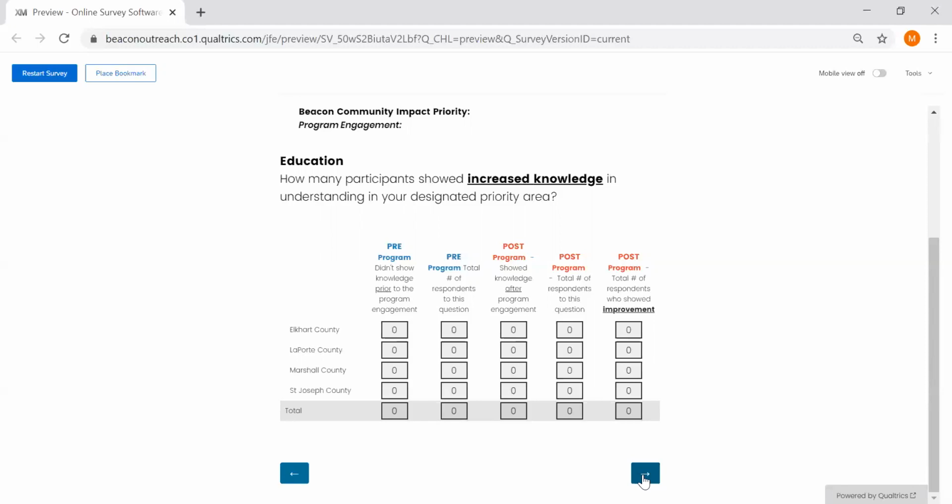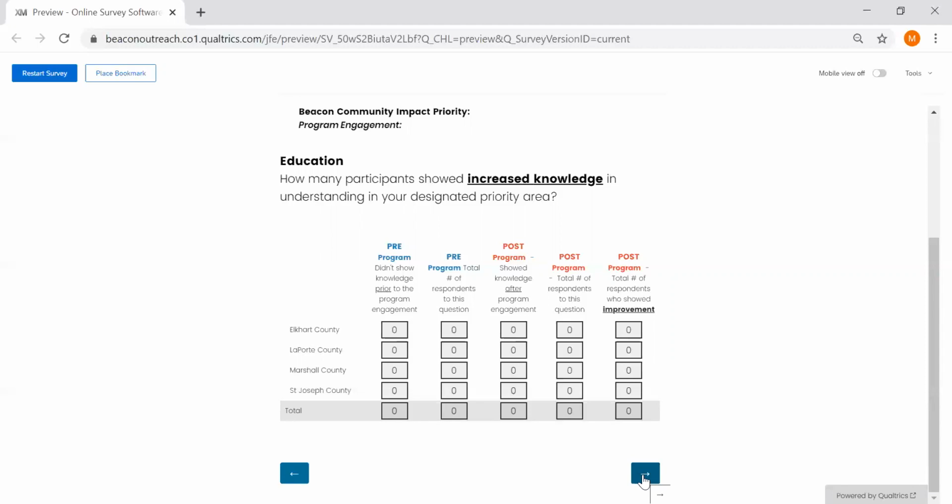First is, didn't show knowledge prior to the program engagement. This question allows BCI to understand the number of at-risk individuals. To answer this question, programs will need to look at the pre-assessment and pull the number of participants who incorrectly responded. Second is the total number of respondents to this question. This is the number of individuals who completed the pre-evaluation, no matter whether they got the answer correct.